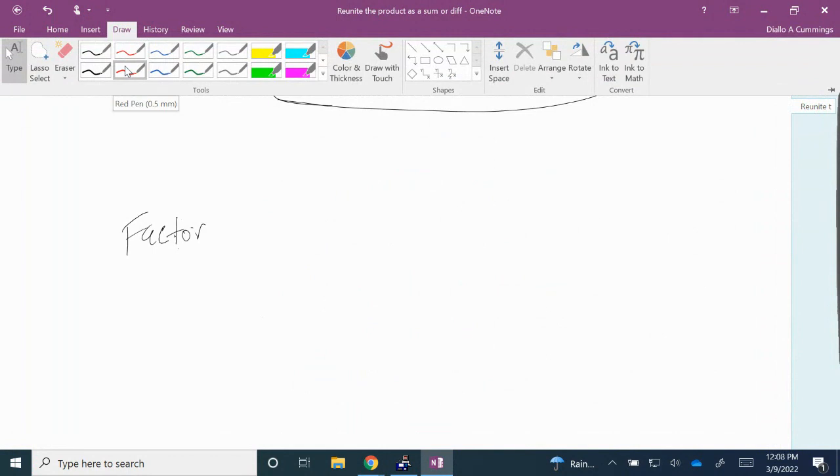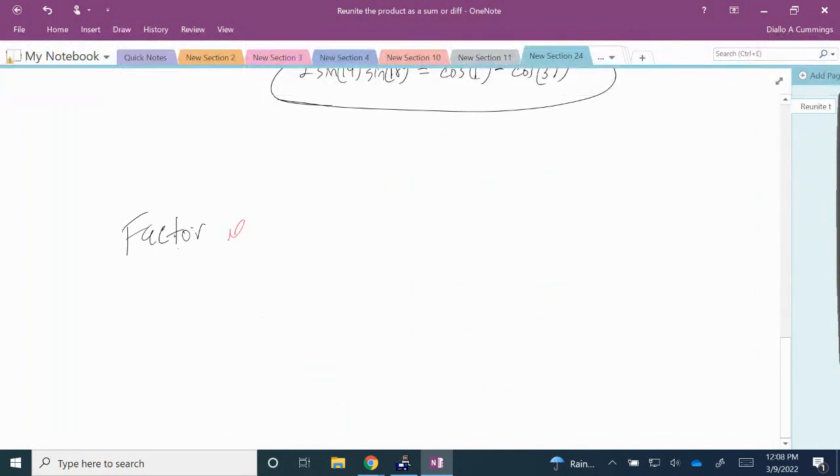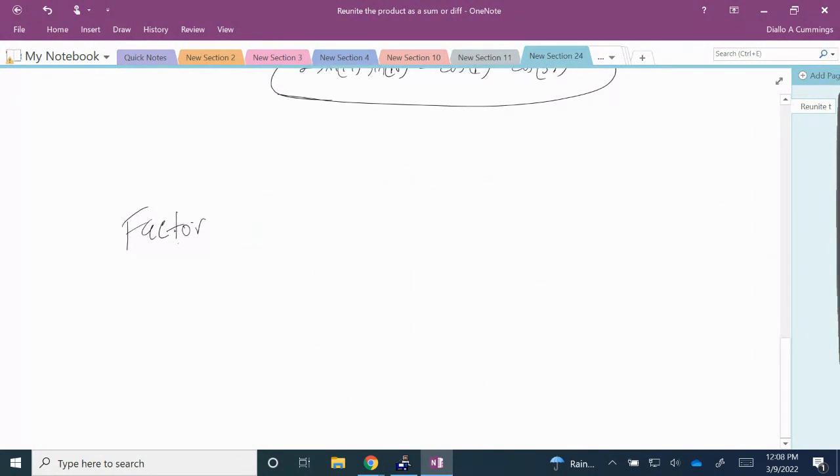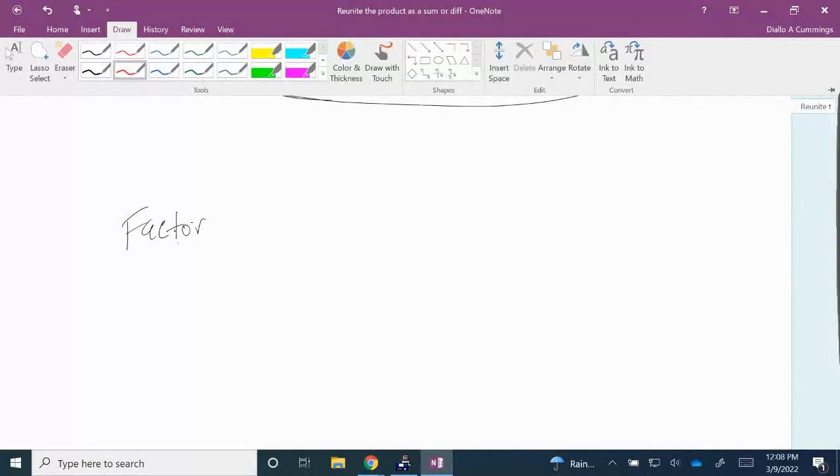And I'm trying to make my pen a little bit thicker. Okay, how are you supposed to do this?